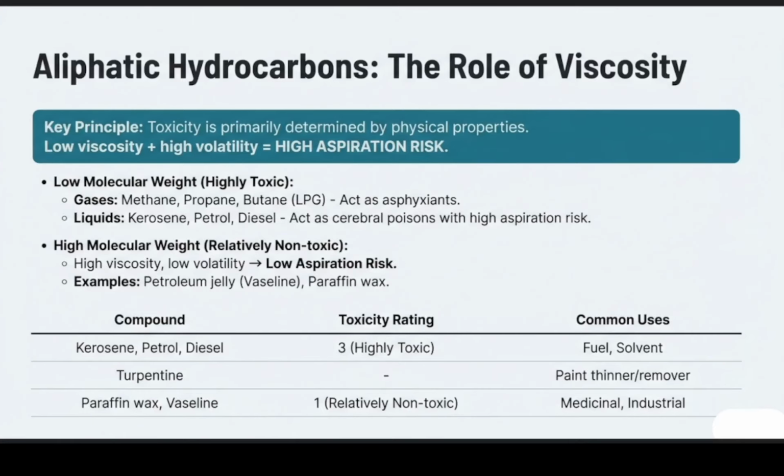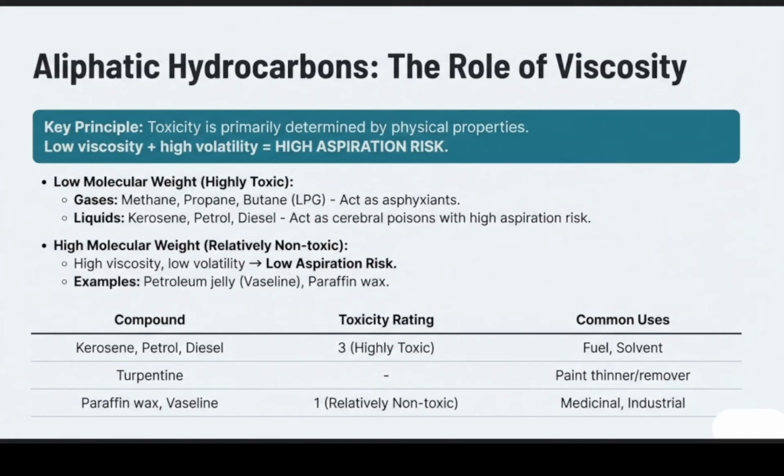But coming to the high molecular weight, that is relatively non-toxic, having high viscosity and low volatility, like the Vaseline which we use, and paraffin wax. Remember, the highly toxic ones are kerosene, petrol, diesel. Turpentine is also there, that is a paint thinner and remover. But the least toxic ones are paraffin wax and Vaseline, which are actually used as medicinal and industrial bases and all that.